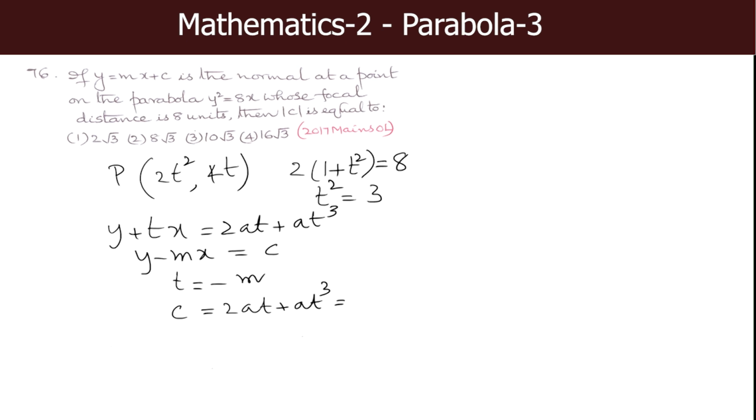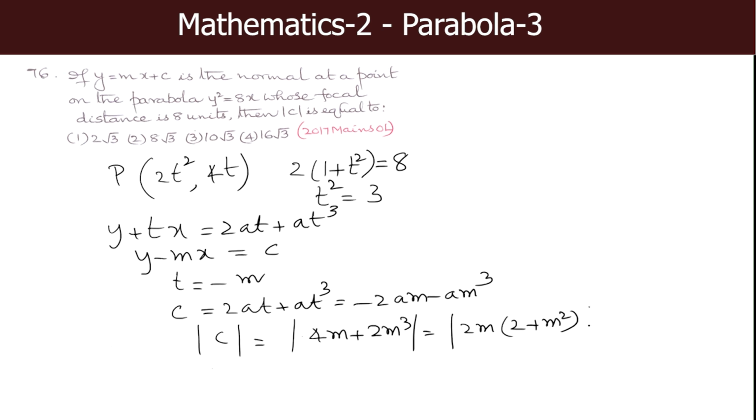When t equals minus m, that is minus 2am minus am cubed. Therefore, mod c is, what is a here? a is 2 here. Mod of 4m plus 2m cubed, that is equal to 2m into 2 plus m square. So, what is m? m equals minus t. So, m square is 3. So, 2 root 3 into 5, that is equal to 10 root 3.